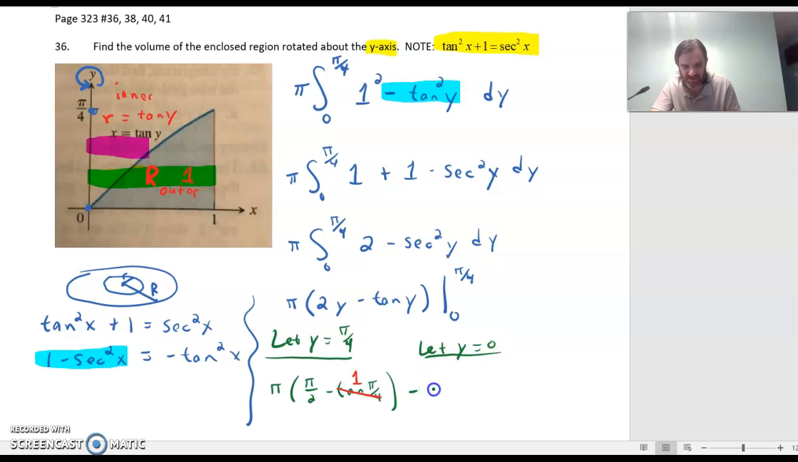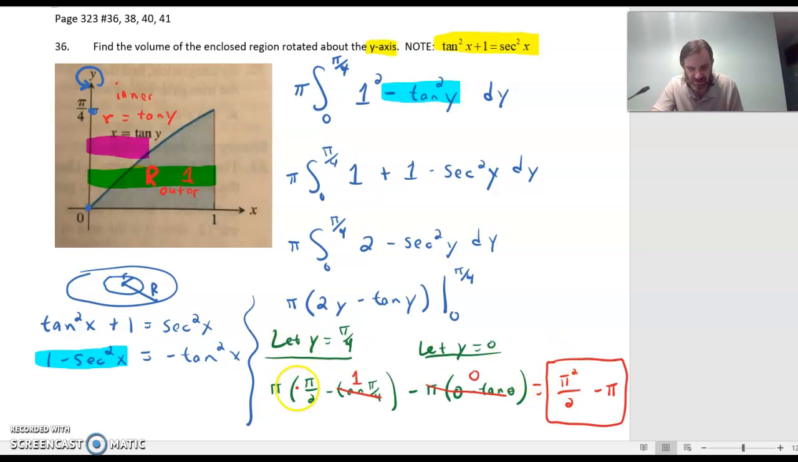So minus pi times 2 times 0 is 0, and the tangent of 0 is 0. So this whole thing over here is 0. So it looks like we get pi squared over 2 minus pi when we distribute. Pi squared, because we're going to push this pi in. So pi squared over 2 minus pi.